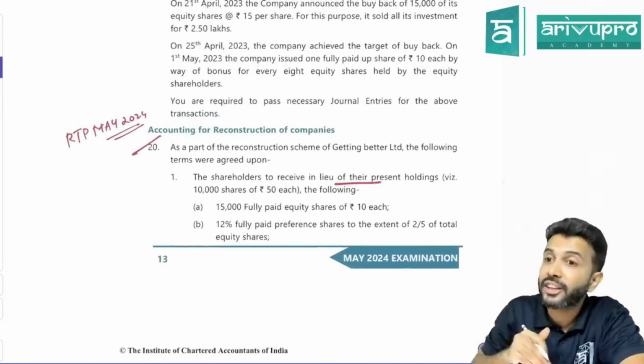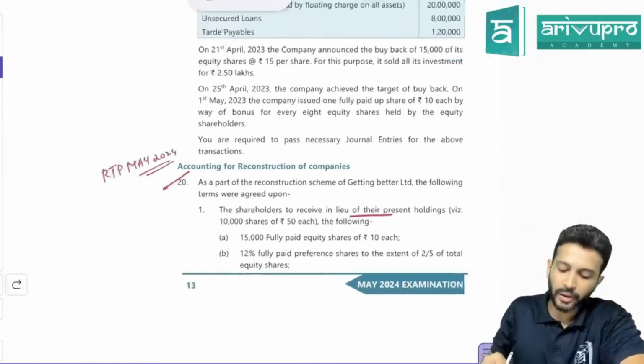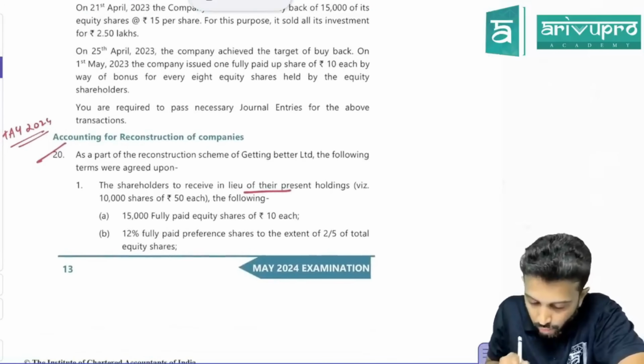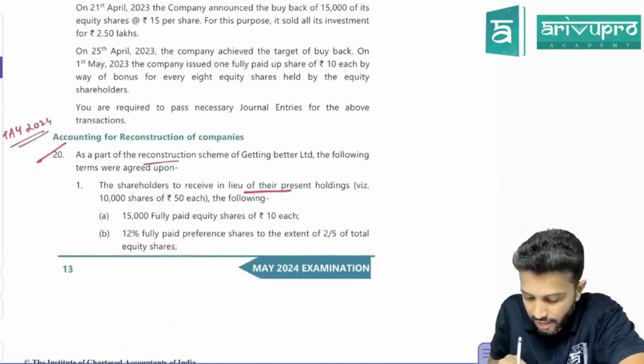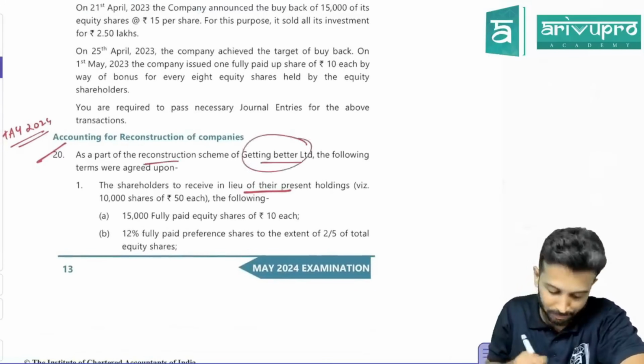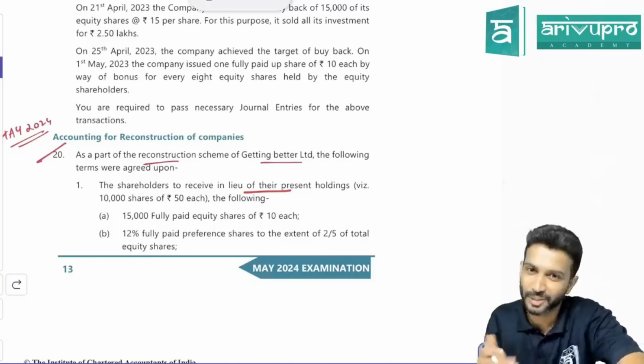Okay, awesome. Can I get to the next question? Sir, this is an RTP May 2024 question. So let's run through this. As part of a reconstruction scheme of Getting Better Limited, what a name, they are only getting better. So we'll make them better.